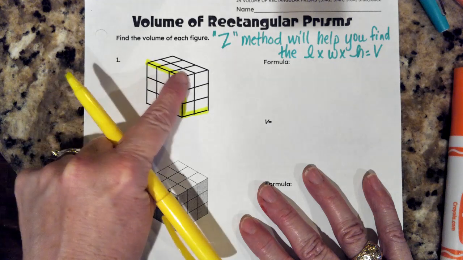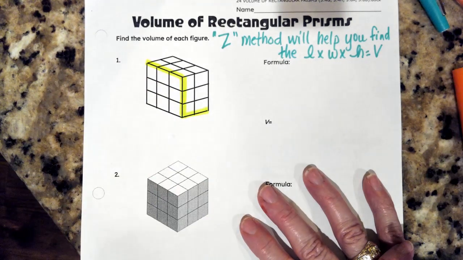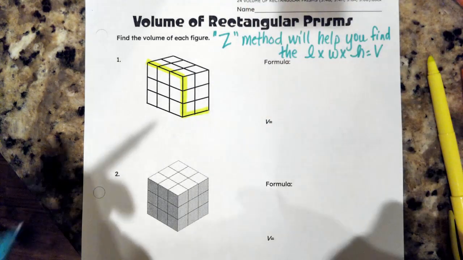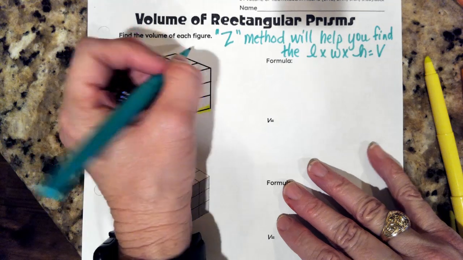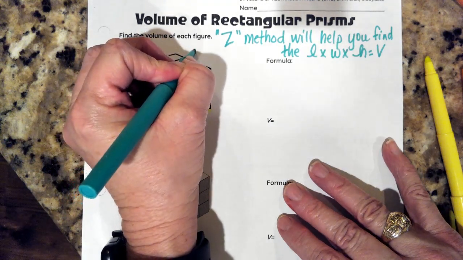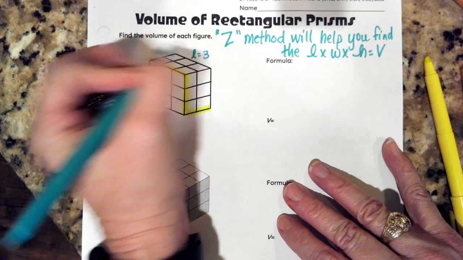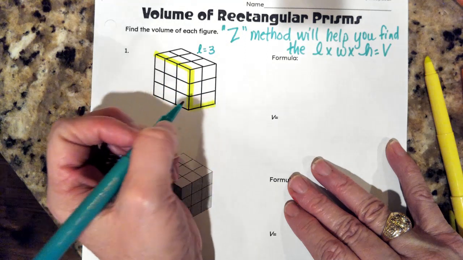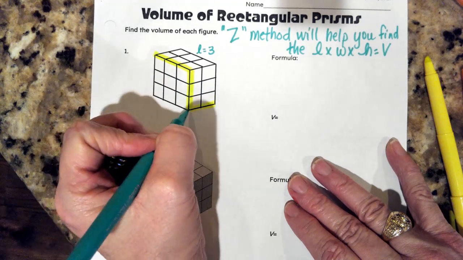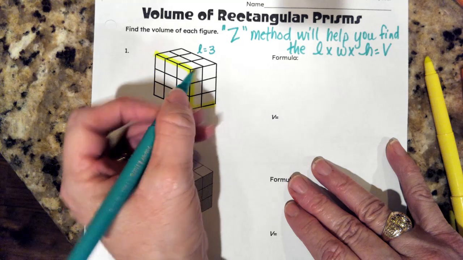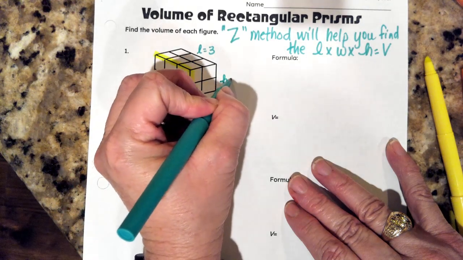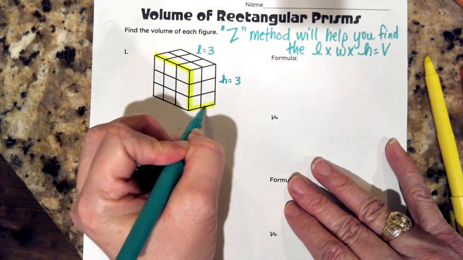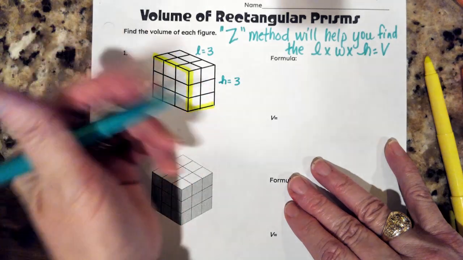Now that I've highlighted this, I can give some measurements to that. So I'm going to take my pen and label this. If I have 3 in the front, I also have 3 in the back. So it's just easier for me to label this the length. Don't get too worked up over whether it's the length or the width. The important thing is to make sure that you have all the measurements. I can see that I have 1, 2, 3. The height is going to be 3.